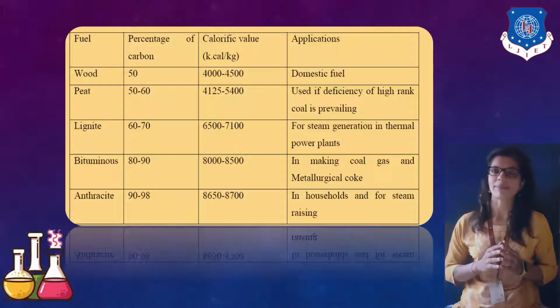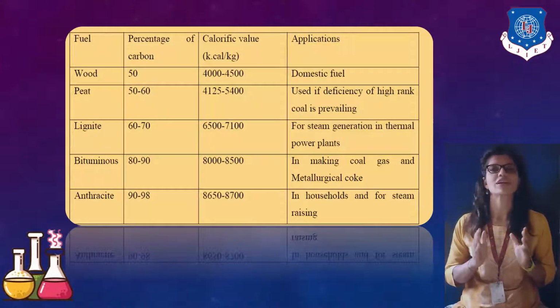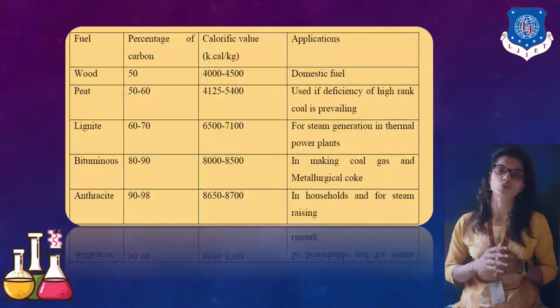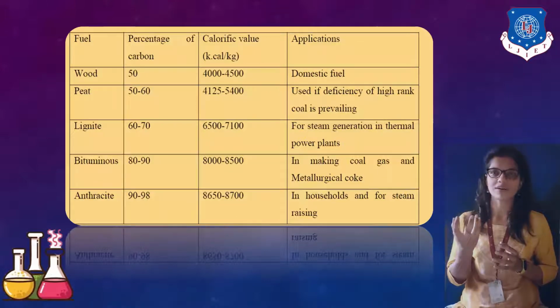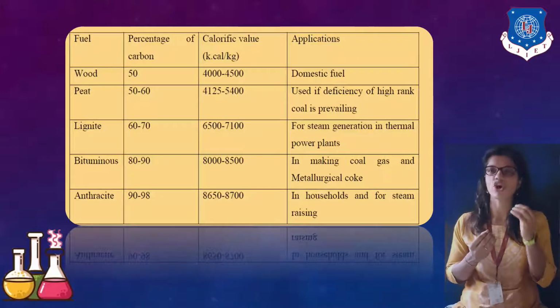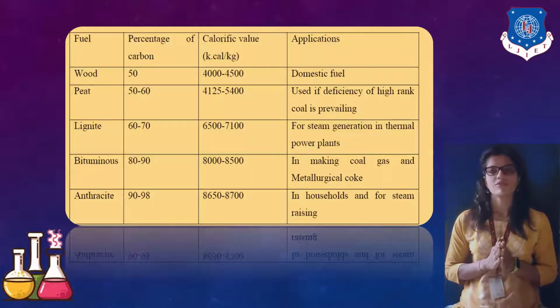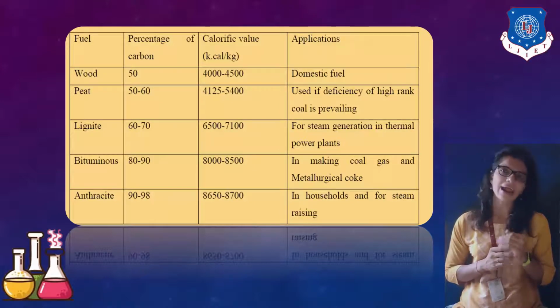Now let's see its application. It is used in households and in steam raising at a very high scale. Not a normal one, but at a very high scale. It is widely used to provide fuel to households. If we burn it, it will provide energy to a particular number of houses. It will not provide energy to only one house, but to n number of houses. This is how we can differentiate wood, peat, lignite, bituminous and anthracite.